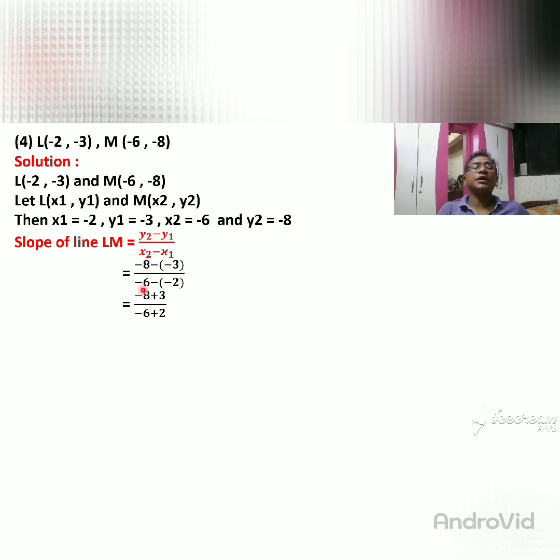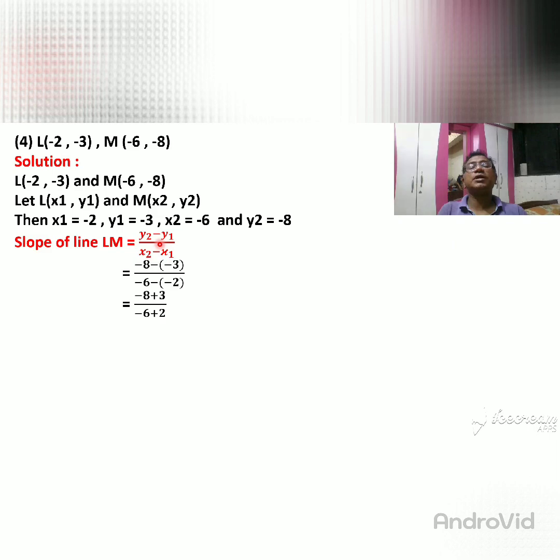So 8 is negative, so I write minus 8. Out of bracket negative sign, so minus 3 becomes plus 3. So minus 8 plus 3. Minus 6 remains as it is. Out of bracket negative sign, so minus 2 becomes plus 2.